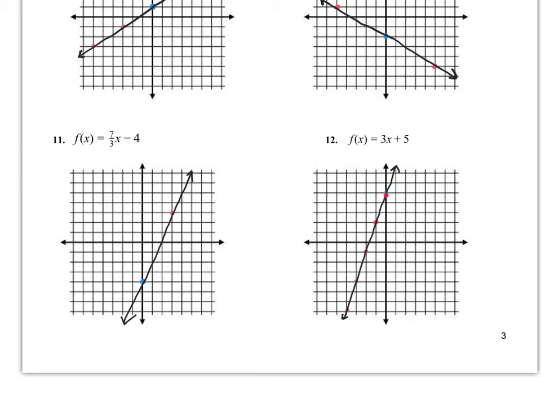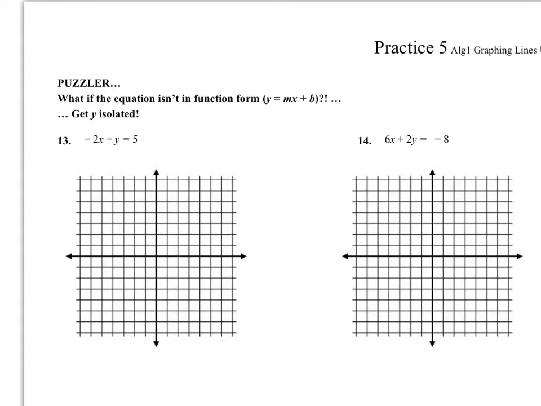On example 12, I started at 5 on the y-axis. Now if I had the room, I would have gone up 3 over 1, but my graph isn't big enough. So instead what I did was I did the opposite. Instead of going up, I went down, and instead of going right, I went left. And I did that over and over, fitting as many points as I could. When I connect my line, I know I'm in good shape because my line is increasing and it was a positive slope.